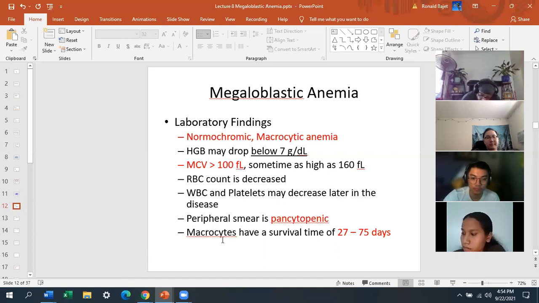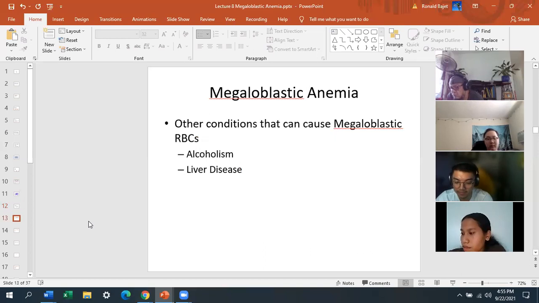Also, with this type of anemia, keep in mind, the red blood cells are sick. They're sick because of the defect, the nuclear cytoplasm asynchrony. Survival time is 27 to 75 days, as opposed to the normal 120-day survival time. These cells are short-lived. They won't last as long. So other conditions that can cause megaloblastic RBCs are alcoholism and liver disease.